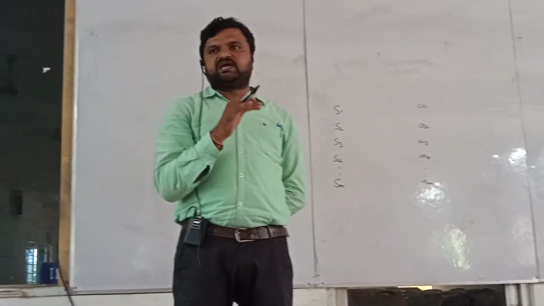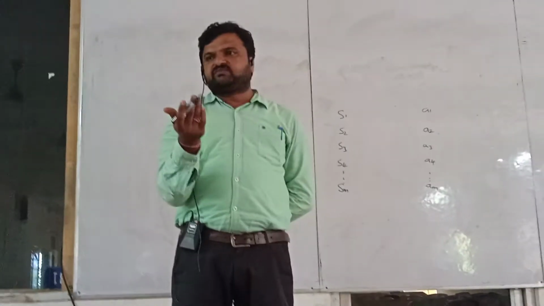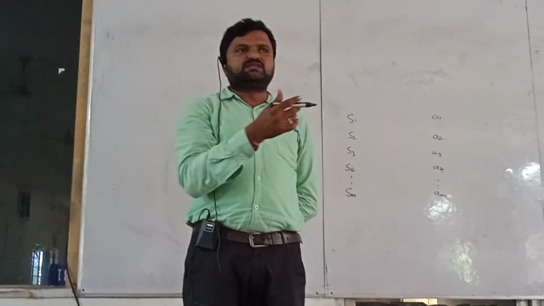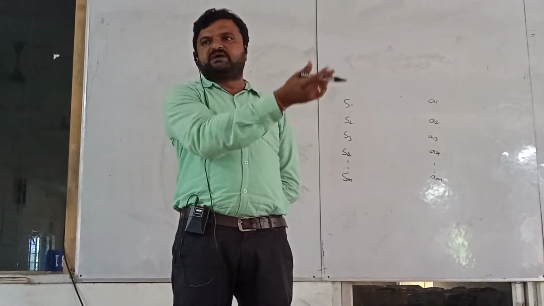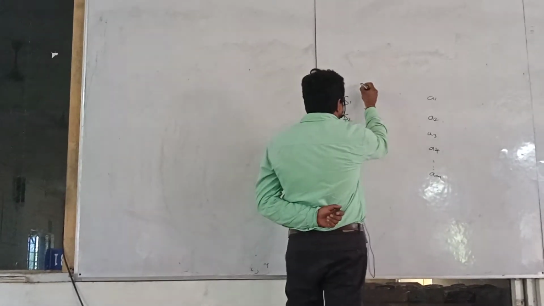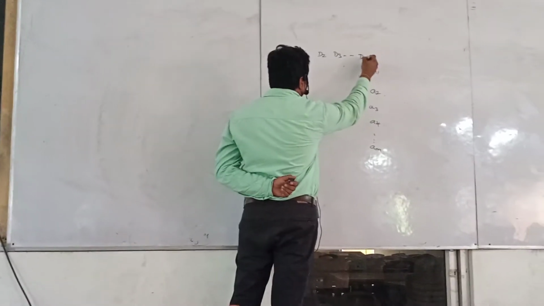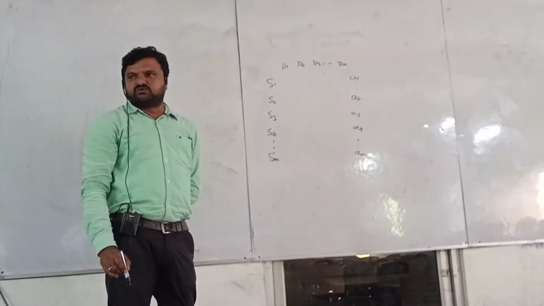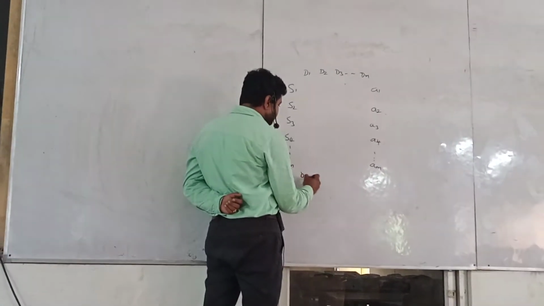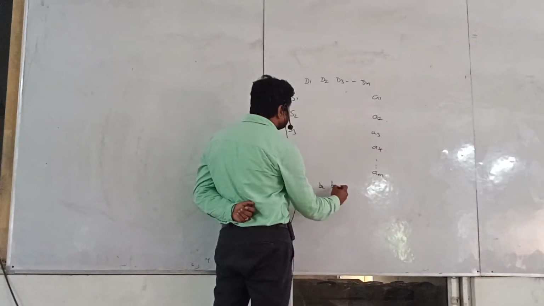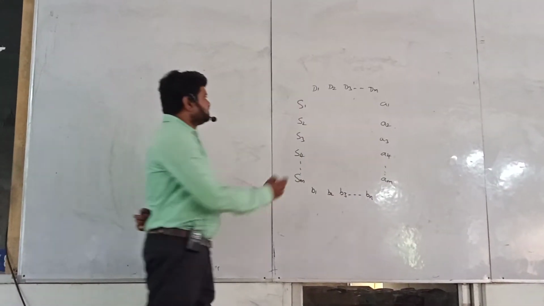Now we have to supply these goods to the demand centers. Demand center means requirement. When the requirement is available, then we can transport these goods to the demand centers. For example, there are demand centers D1, D2, D3, and so on, Dn. These are the demand centers, with the requirements B1, B2, B3, and so on, Bn.